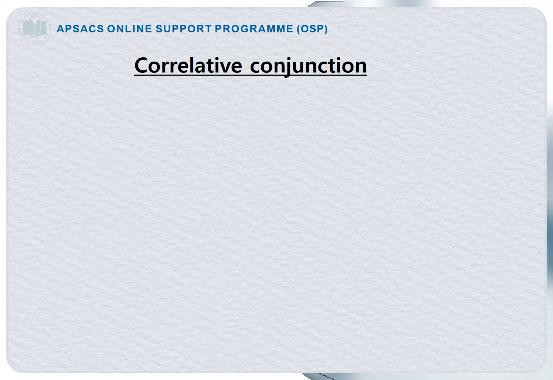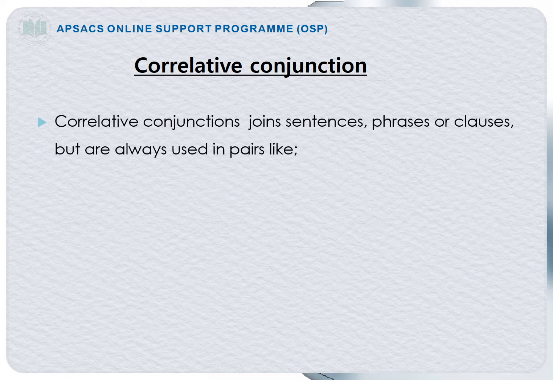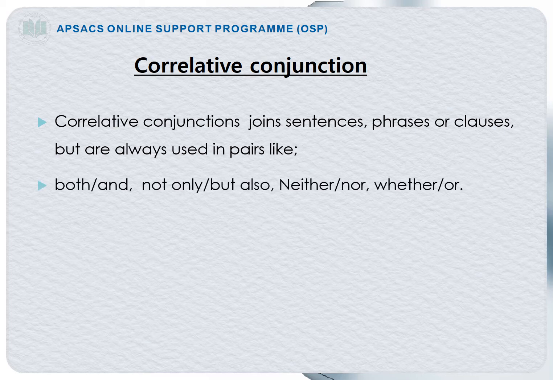Correlative conjunctions. Correlative conjunctions join sentences, phrases, or clauses but are always used in pairs, like both and, not only but also, neither nor, whether or. Unlike conjunctions, which are single short words, correlative conjunctions are pairs of words used in a sentence to give it a parallel structure.